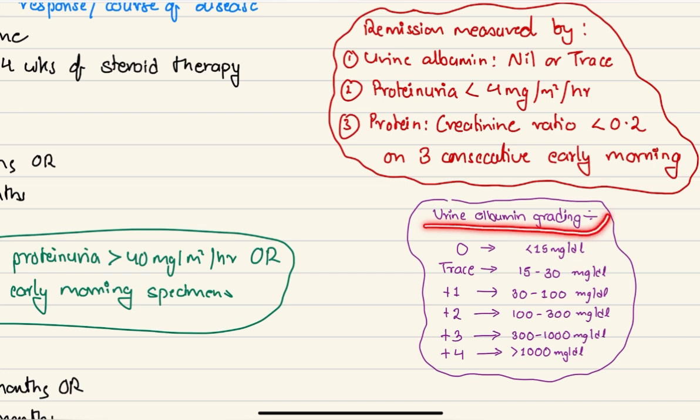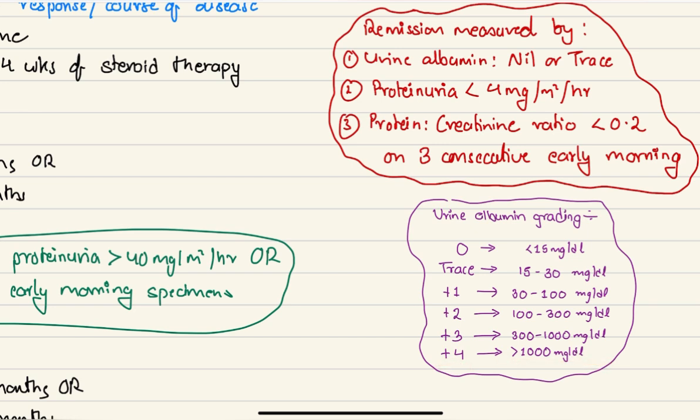Let's know about the urine albumin grading, where 0 means the proteinuria is less than 15 mg per deciliter, trace means 15 to 30, plus 1 means 30 to 100, plus 2 is 100 to 300 mg per deciliter, plus 3 300 to 1000, and plus 4 is more than 1000 mg per deciliter of albuminuria.